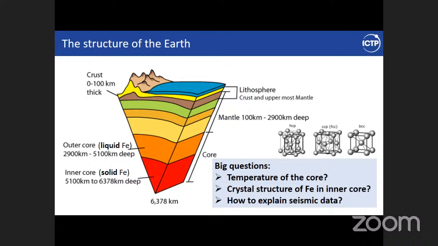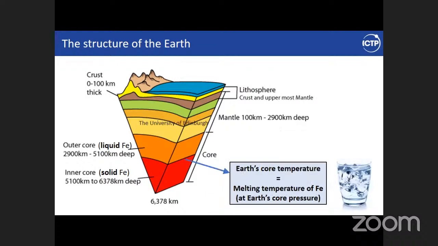We know very well the crystal structure of iron at ambient conditions, right? It's BCC. But what do we know about the structure of iron in the inner core? Is it still BCC? Is it FCC? Is it HCP? Something else? And more importantly, how can we connect this information with available experimental information? Experimentally here means seismic information, data coming from seismic waves.